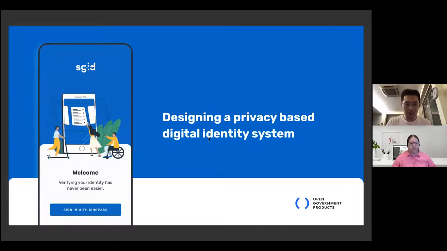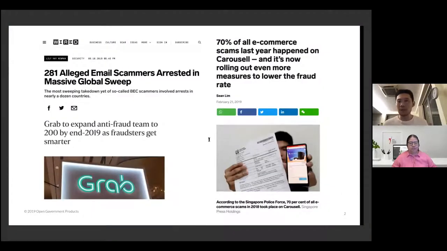So without further ado, this is the problem we're trying to solve. Basically, as you all know, there's been a lot more scams and spam and fraud recently, especially as more and more of our lives move online. These are just two articles. In fact, these are from 2019, so even before all this COVID stuff happened, and now in 2020, it's even more so.